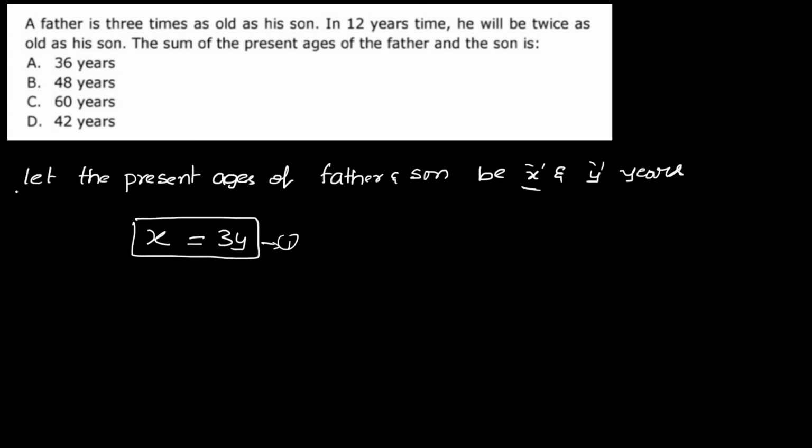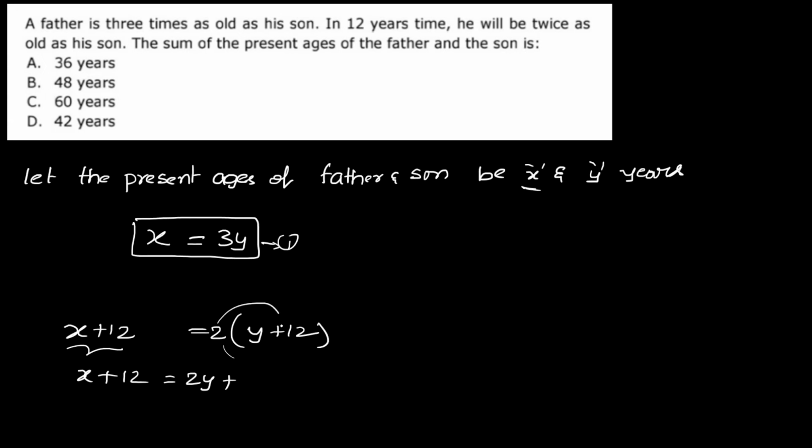In 12 years means after 12 years. After 12 years, the father's age will become x plus 12. And in the same way, after 12 years the son's age will also increase; he won't remain y, right? It becomes y plus 12. Then what is the relation? In 12 years, the father is twice as old as his son. That means father is equal to twice as old as his son. So x plus 12 is equal to 2y, 2 into y, 2y plus 2 into 12, 24.